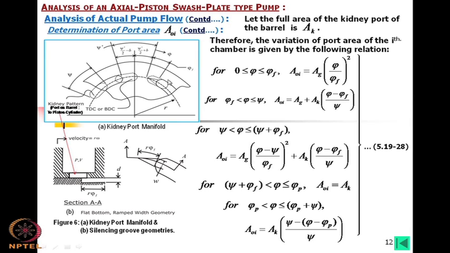The width here is the same, this kidney port width and this kidney port width are the same. If you carefully observe, these are simple geometric calculations. Now, when it is moving further, that means this angle is less than this, and this angle is greater than this and less than this, then we find this area is completely this area plus a part of that has come over that. And for the condition when it is fully on this port, then this is the total area.